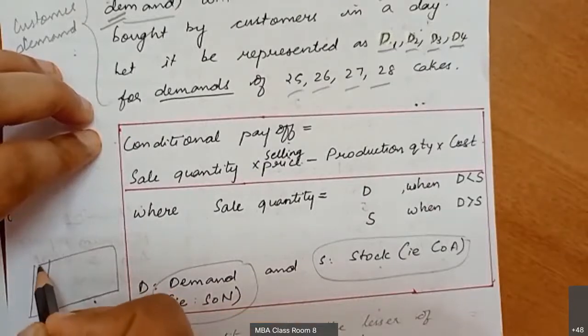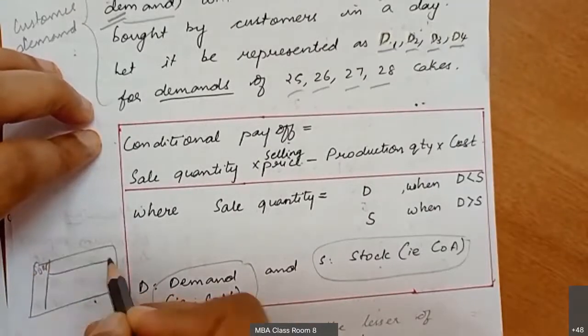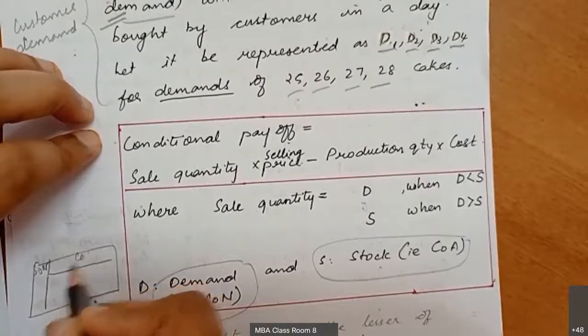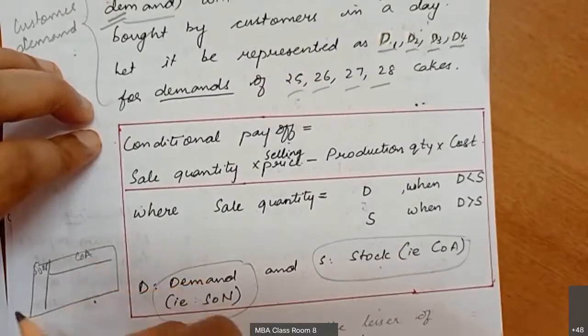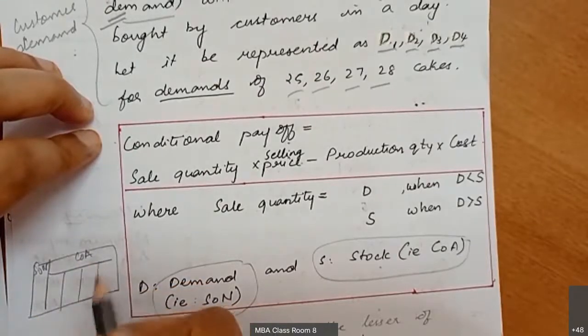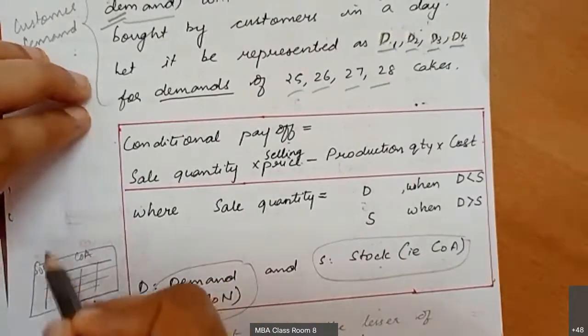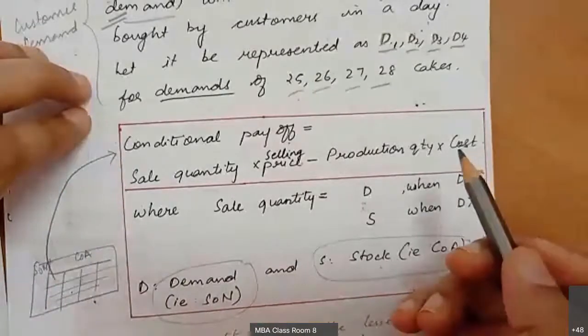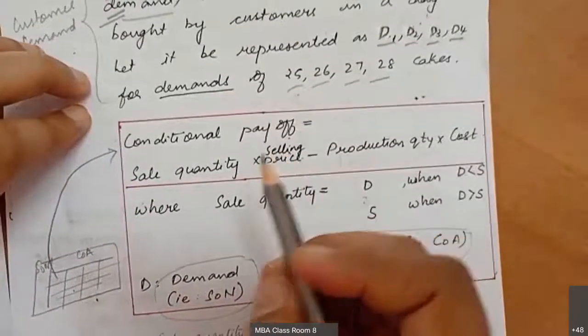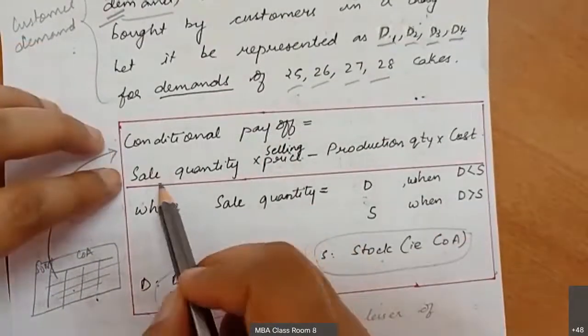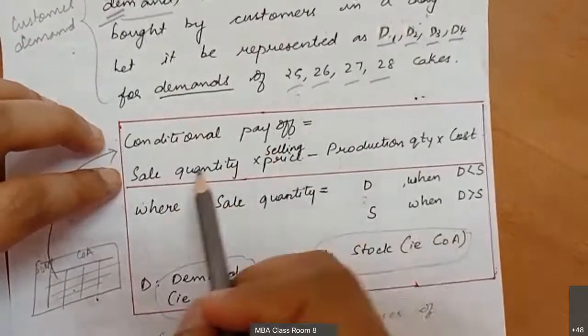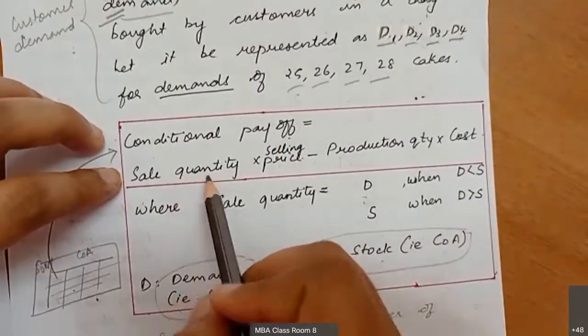For that, the first column is SON, column-wise we have SON, and row-wise we have COA. We need to fill in the values inside this. The values inside are called conditional payoff. Is it clear? Conditional payoff. For calculating the conditional payoff in this type of problem, we have a formula.